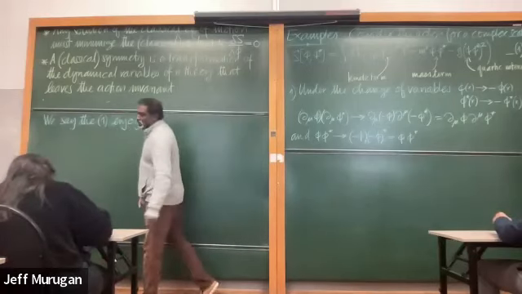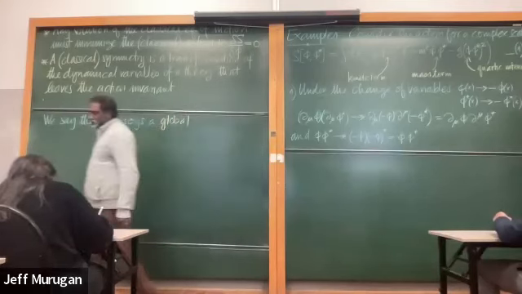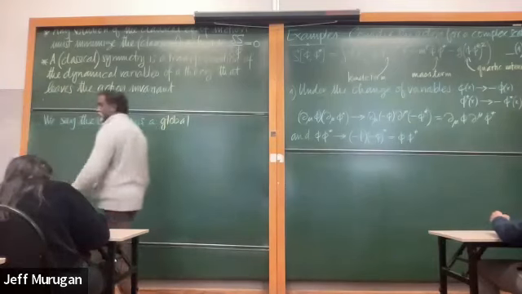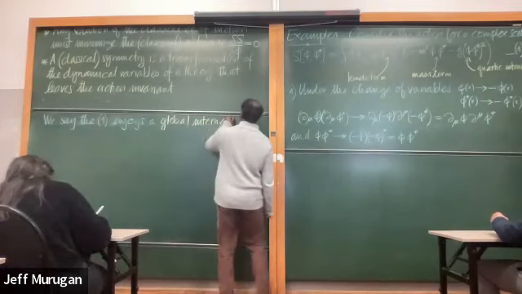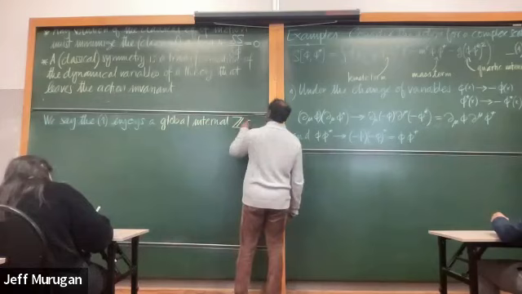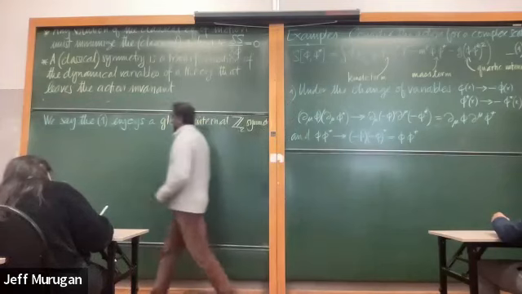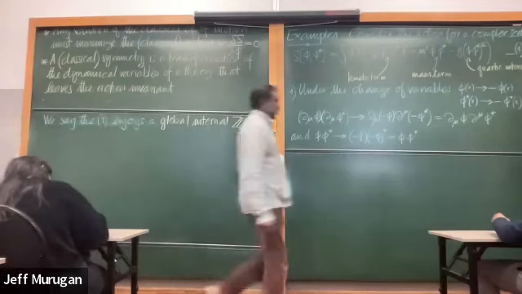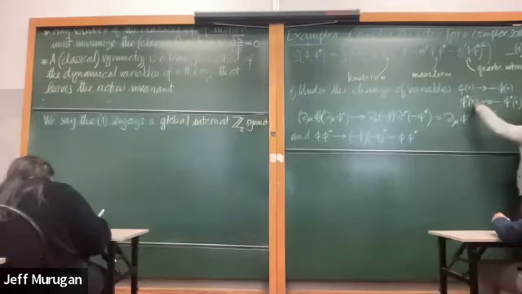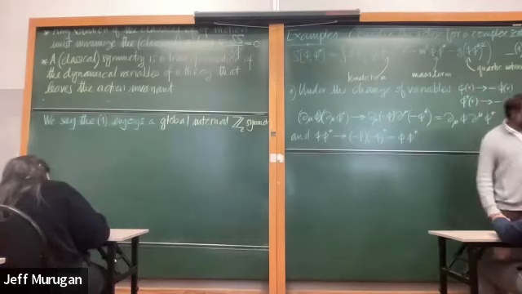A global internal Z2 symmetry. And these words mean the following. So global means that the x's here are the same x. So this change of variables that I'm making at the same point in the space.